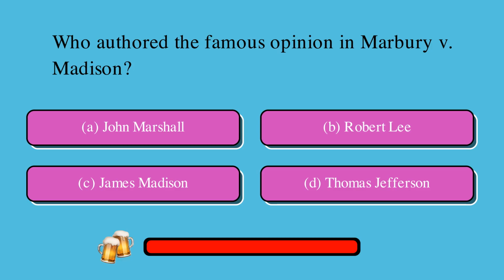Who authored the famous opinion in Marbury v. Madison? Is it A, John Marshall, B, Robert Lee, C, James Madison, or D, Thomas Jefferson? The correct answer is A, John Marshall.